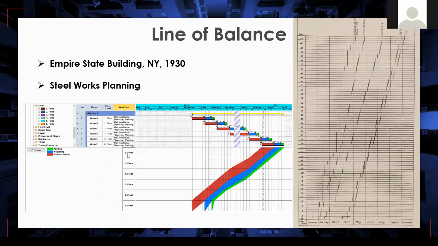If we have a 6th floor in our project, we can display all these activities and make sure that they do not collide. If it is a painting activity, we need to make sure that it flows in a straight line. So these line of balance charts give a direct understanding of our project execution.